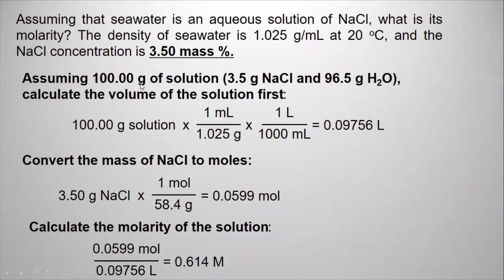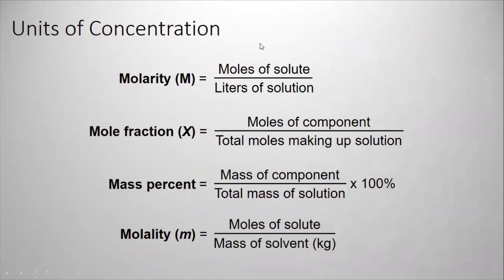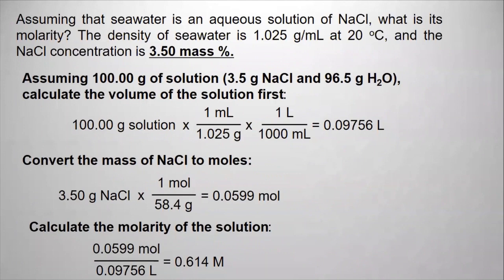And if you have a 100 gram solution, what will be the mass of water? 100 minus 3.5, and that would be 96.5 grams of water. So now what do we have? We have the density of the solution. How do you get the volume? You need the volume of the solution. How do you get the volume of the solution? You have the mass of the solution, which is 100, and you have the density of the solution. You can get the volume. The volume is going to be the mass divided by the density.